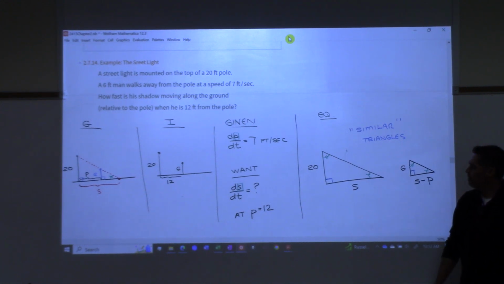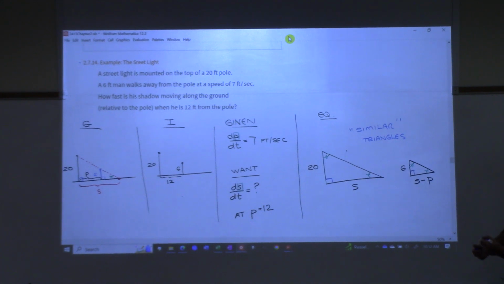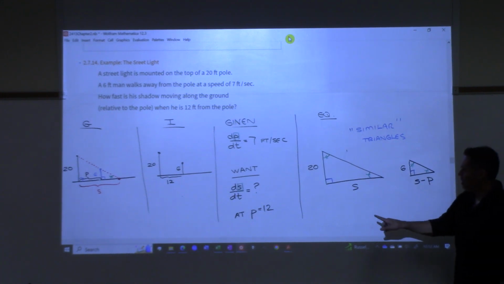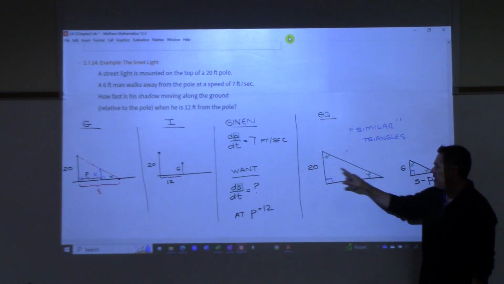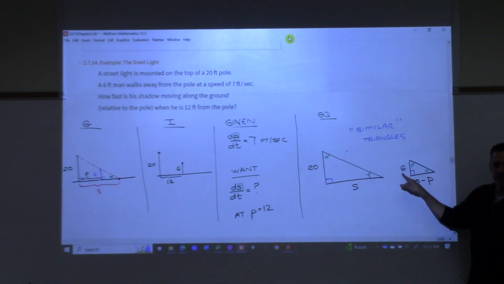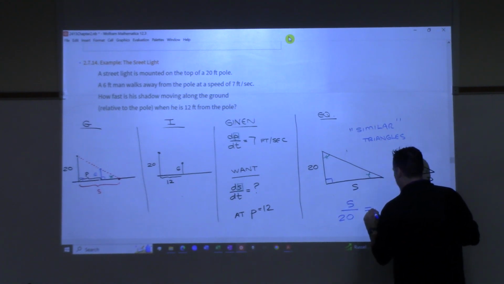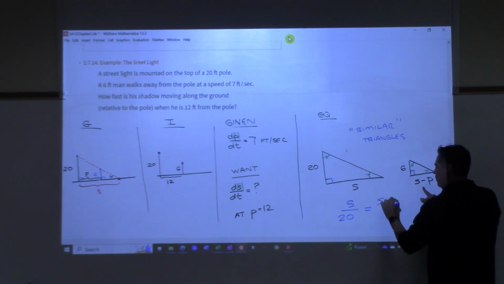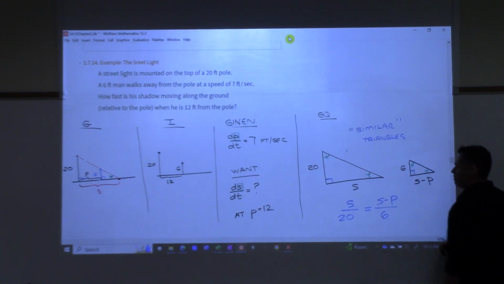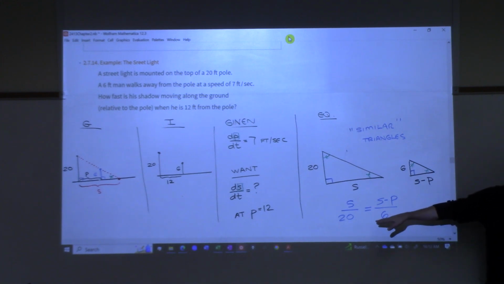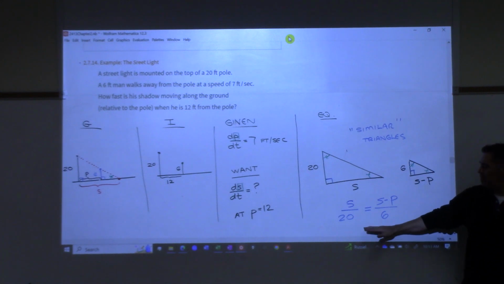Understand? So I'm using that now. I'm going to create this setup. This divided by this must be equal to this divided by this. I'm choosing to do it that way because I want to keep my variables in the numerators of the fractions. So I'm going to say s over 20 must be equal to s minus p over 6. I am guaranteed that this is true because these are similar triangles. These ratios have to be equal.